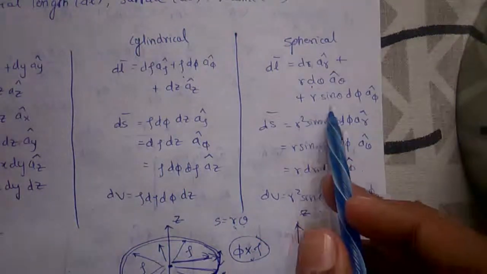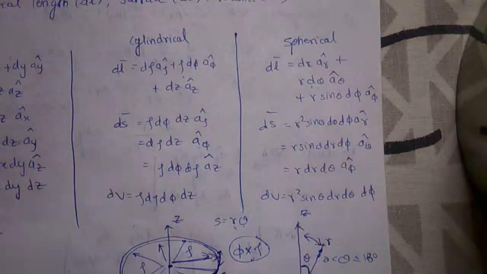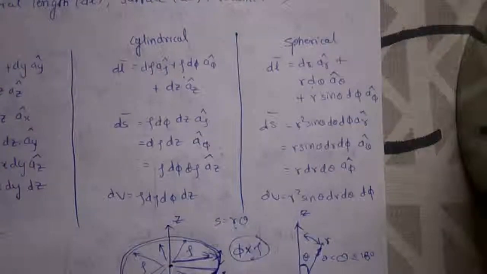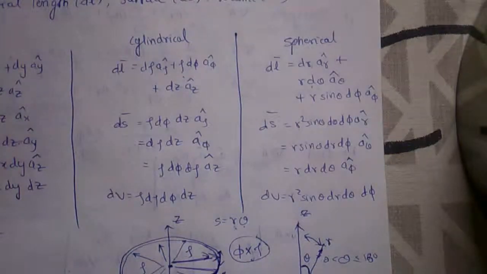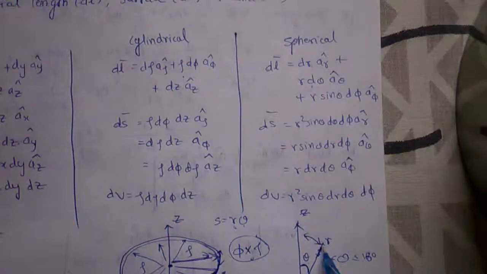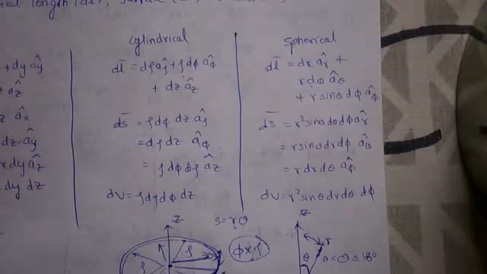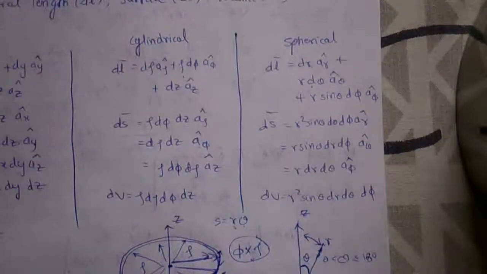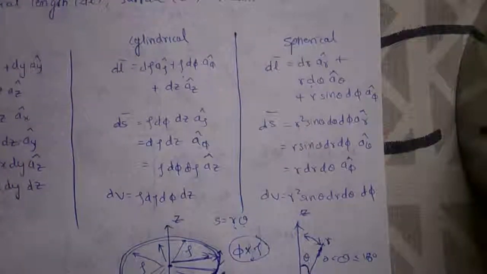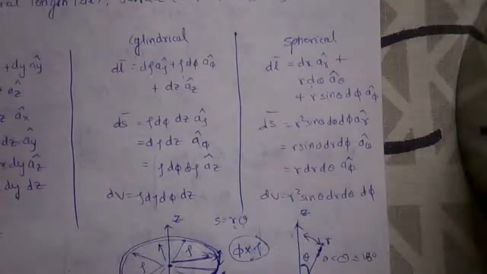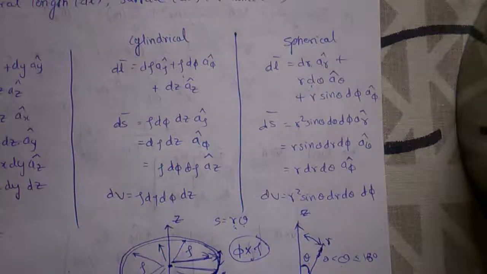And r sin theta d phi will be nothing but this, right? Because this is r. If I take the sine of this, I'll be getting a component somewhere here, right? And here, if I multiply it, I'll be getting this part, right? d phi. This will be r sin theta will be my radius, and d phi will be my angle.